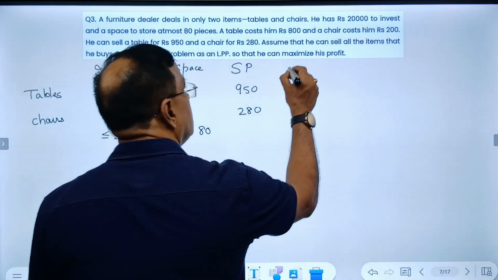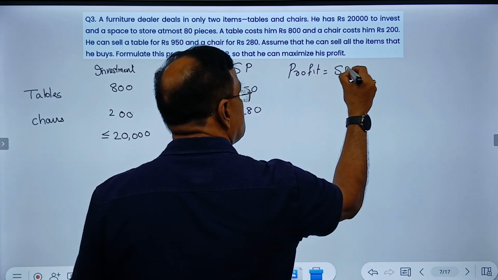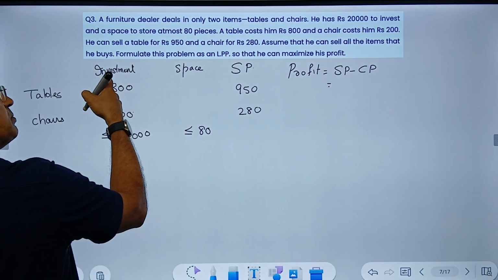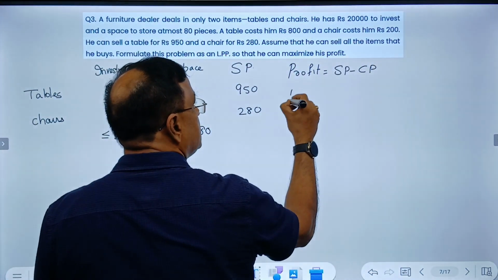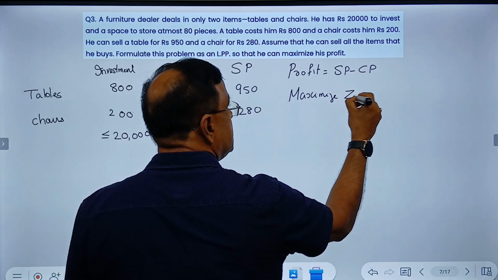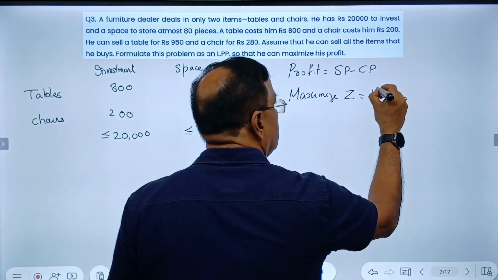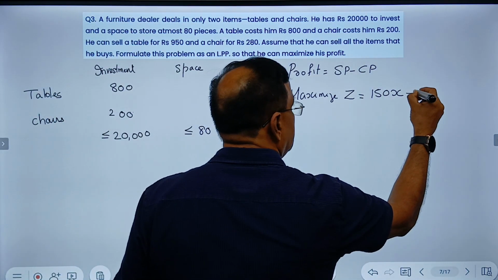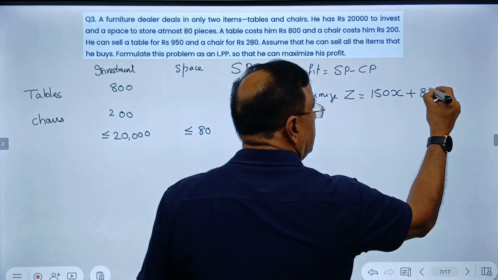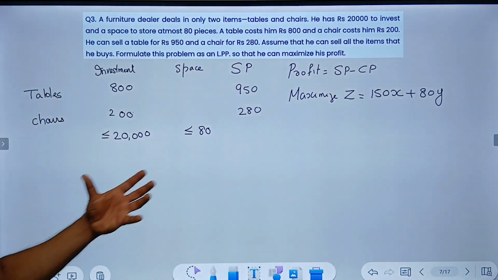Okay, so what is profit? Profit is given by selling price minus cost price. So this is selling price. Investment is my cost price. So I want to maximize profit Z equal to, what is 950 minus 800? 150x plus 280 minus 200, 80y. So I have got the objective function.